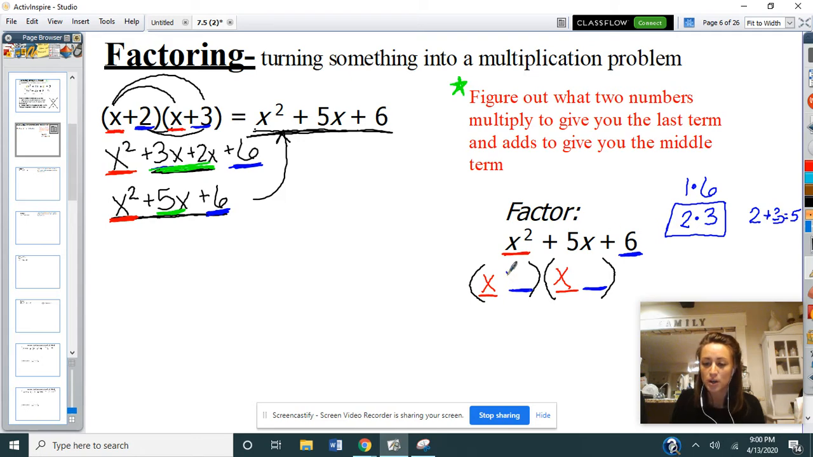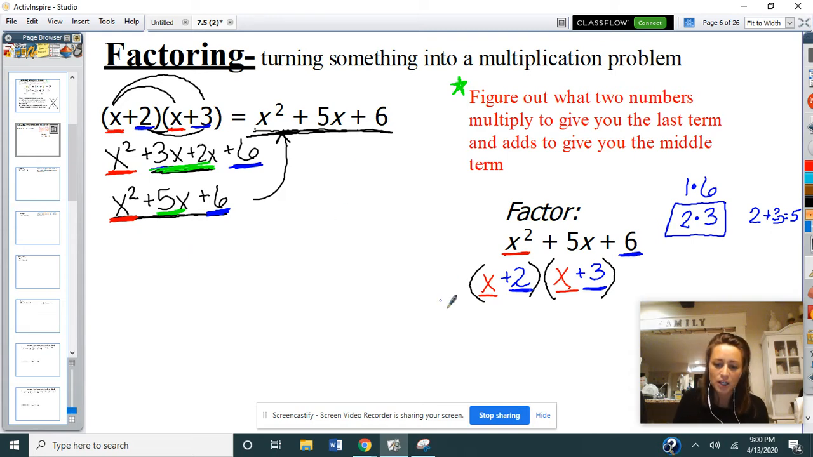So what goes here is a positive 2 and a positive 3. And we just turned this problem into a multiplication problem. And how do you check your work? You distribute. And if you distribute, you'll get this problem over here.